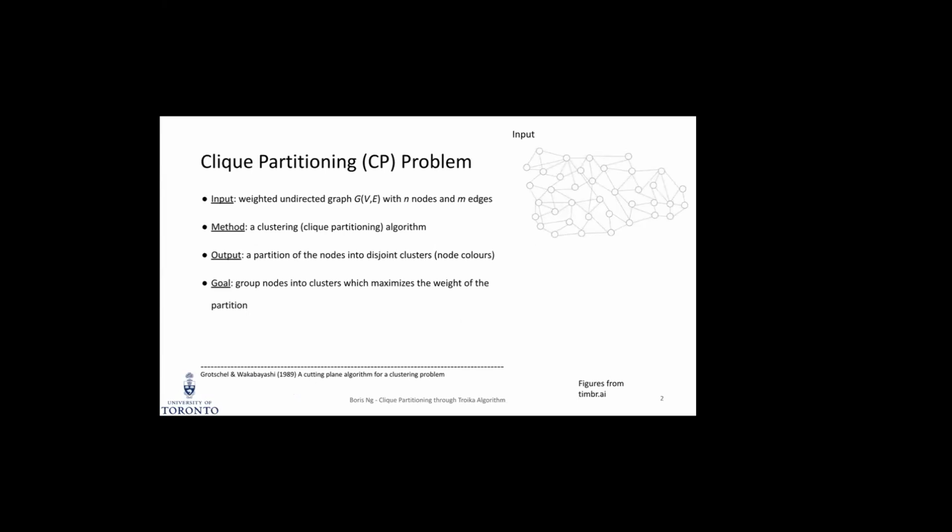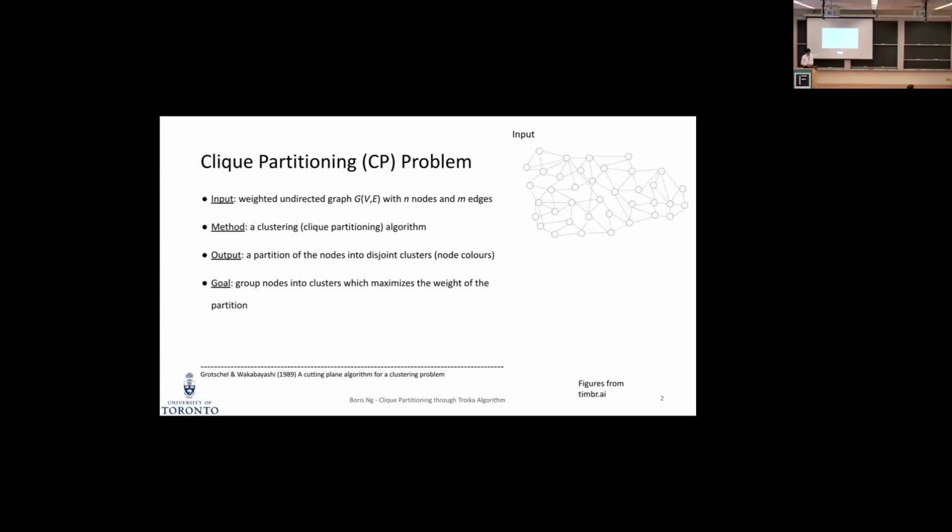Disjoint clusters using a clustering algorithm to maximize the sum of all edge weights. So for instance, given an input network on the top right, let's say, after solving using a clique partitioning algorithm, the output should look something like this, with 5 clear disjoint clusters.